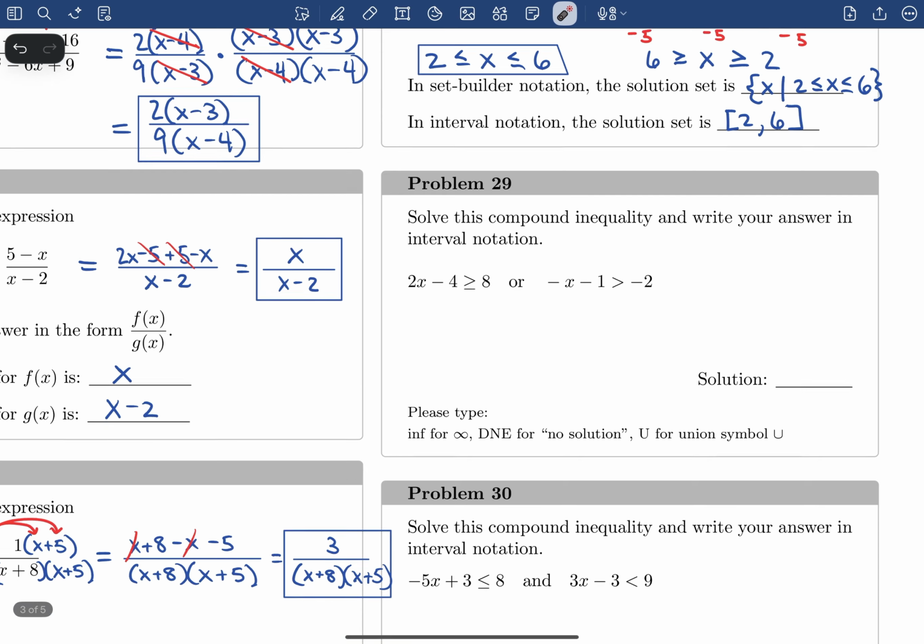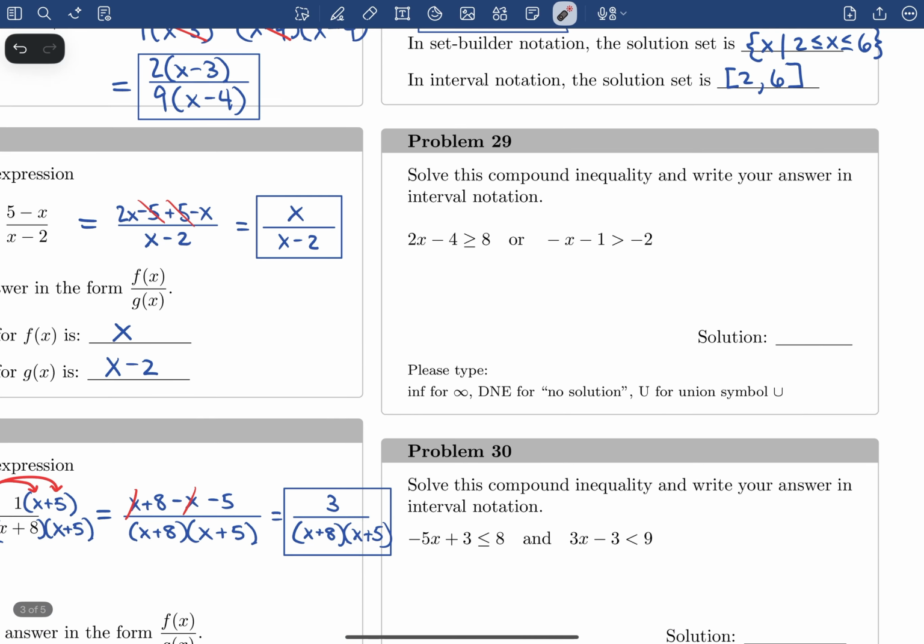Let's go again. Problem number 29. Solve this compound inequality and write your answer in interval notation. Now I see 2 separate inequalities and the word or between them. So the strategy for this compound inequality is to solve the 2 inequalities separately and then think about what their solution would be based on the word or between them.